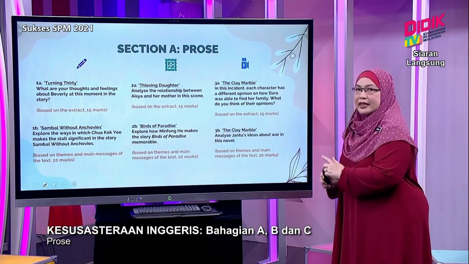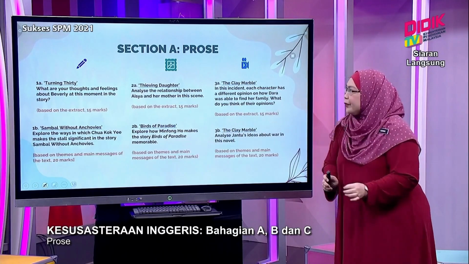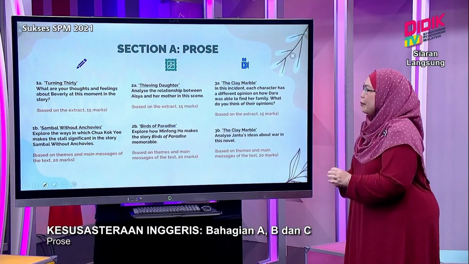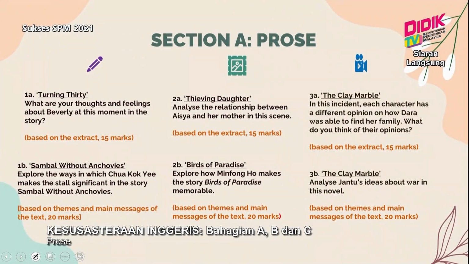Based on Turning 30, 1A: What are your thoughts and feelings about Beverly at this moment in the story? Analyze the relationship between Aisha and her mother in this scene. That's the question based on Thieving Daughter. And then, if you look at novel 3A, the question goes, in this incident, each character has a different opinion on how Dara was able to find her family. What do you think of their opinions?